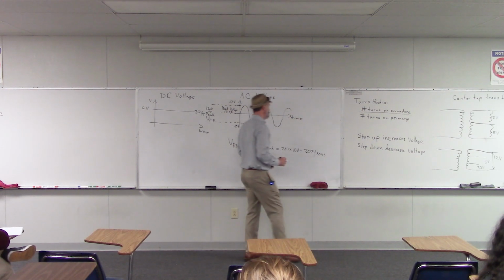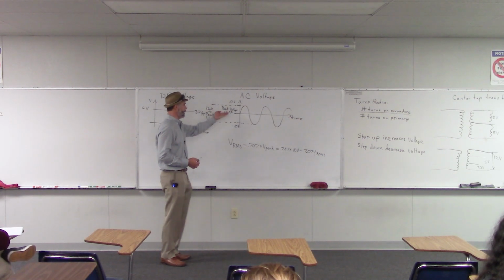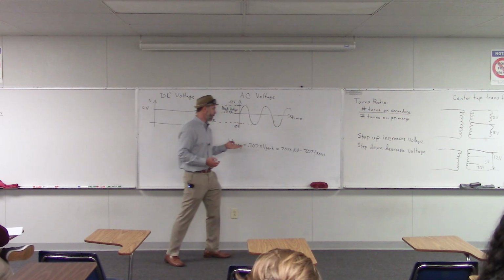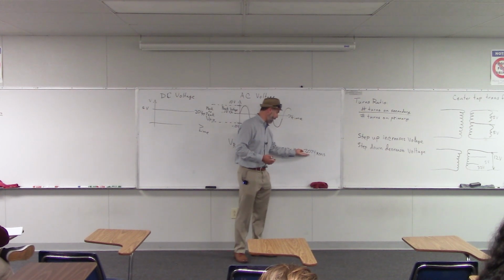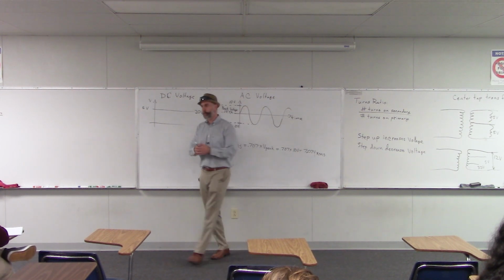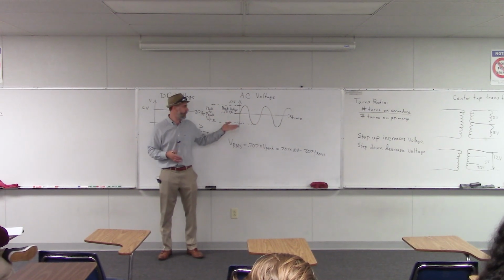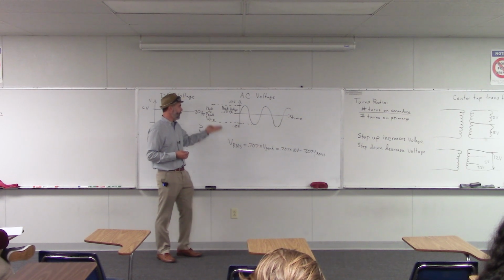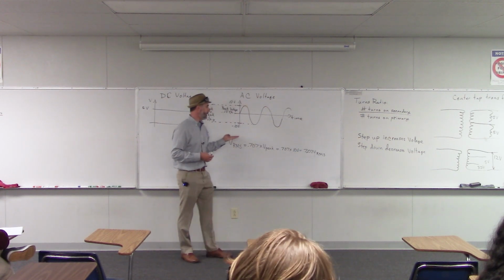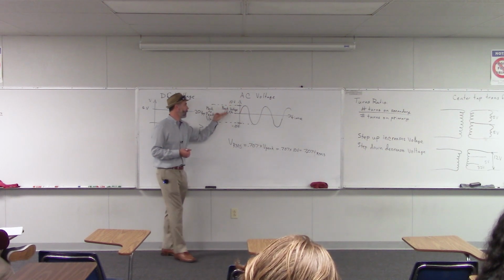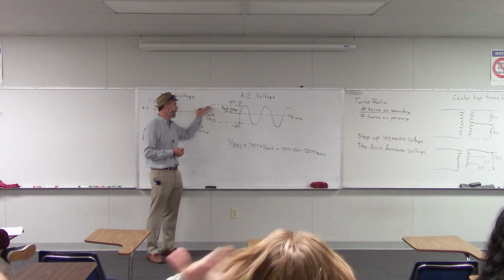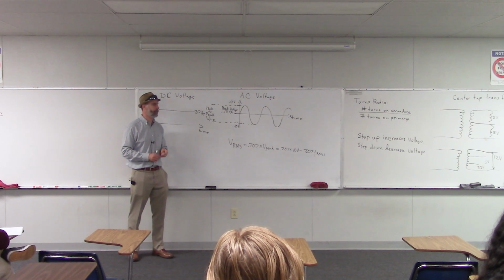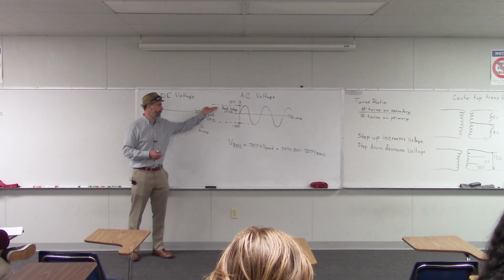RMS. So what that's saying is that if you put this signal into a heater, you would need about 7.07 volts DC to give you the same amount of heat as this AC signal, which is 7.07 volts RMS, or 10 volts peak, or 20 volts peak to peak. These are all equivalent ways of saying what this voltage is. Different ways of describing the same signal here.